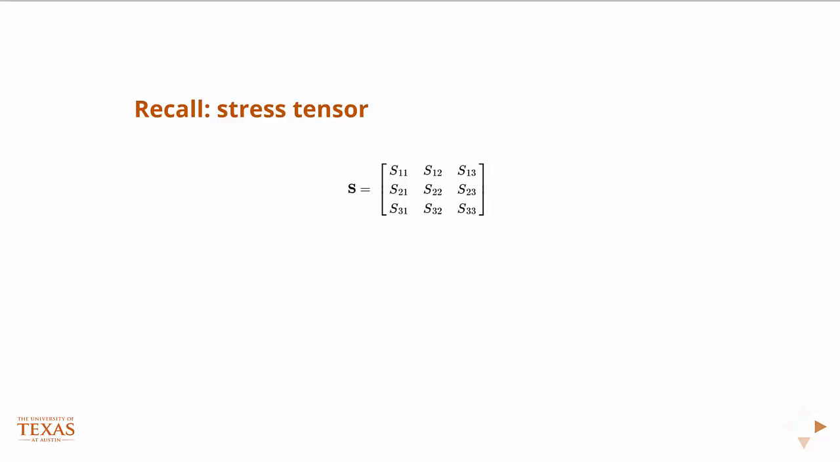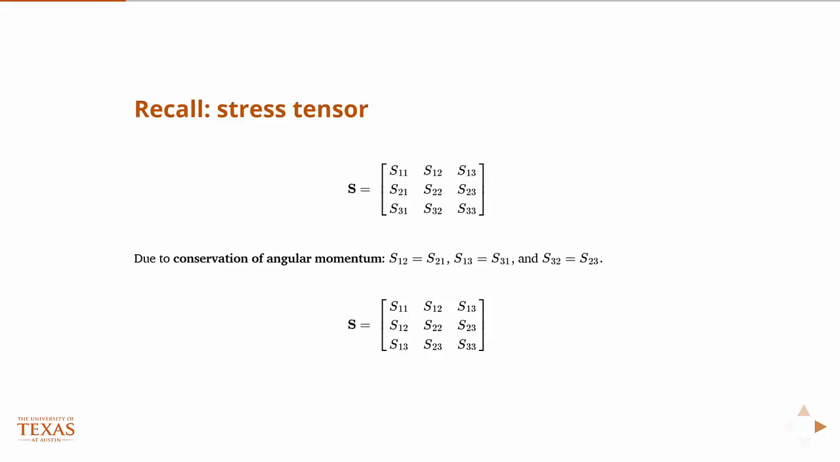We can show that for the Cauchy stress, due to conservation of angular momentum, the off-diagonal components are symmetric. And so we can actually reduce it such that there are only six unique components. Okay, so S12 equals S21, S13 equals S31, S32 equals S23. Again, this is due to the principle of conservation of angular momentum. And that's the reason it's symmetric.